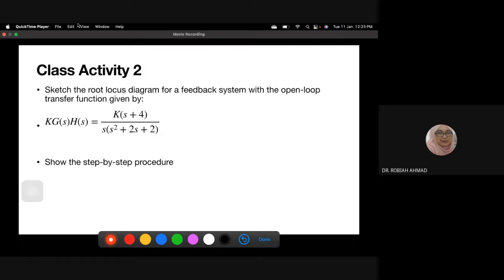Okay. So about half an hour of class, can you do it now? If we look here, this one has zeros, and this one has complex poles. Can? Okay, do it now.